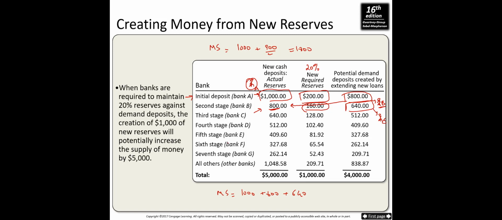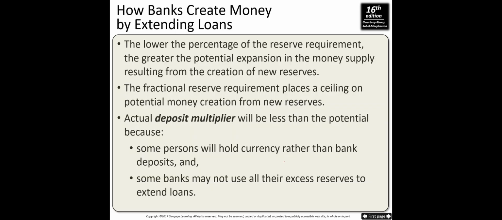And this process continues until we use all these initial deposits. And here in this example, the total money created is $5,000 with the initial deposit of $1,000. So $1,000 of the money comes from the initial deposit and $4,000 additional money is created through extending new loans. So the lower the percentage of the reserve requirement, the greater the potential expansion in the money supply resulting from the creation of new reserves.